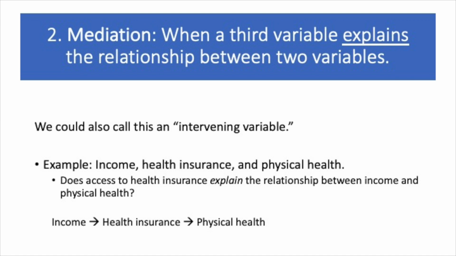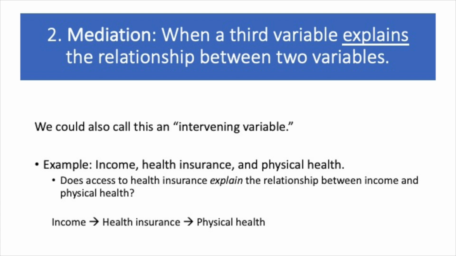Now this is different from a spurious relationship. Spurious means that the relationship between the 2 variables isn't real. Here, instead, we're saying that the relationship between income and physical health is a real one, but that it is explained by health insurance status. That's our intervening variable. Beyond this, I would comment that social research often will test or include multiple mediators in an analysis, not just one.